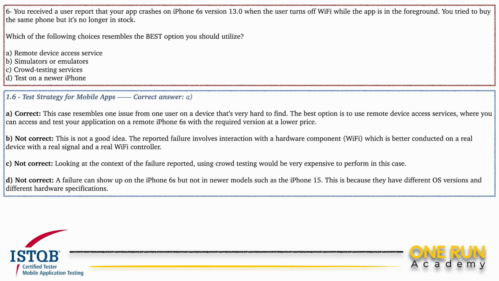Finally, option D proposes testing on a newer iPhone. This is a poor choice because a newer iPhone will likely have a different iOS version, hardware, and Wi-Fi controller, making it difficult to reproduce the exact issue. So, option D is not a good approach either.